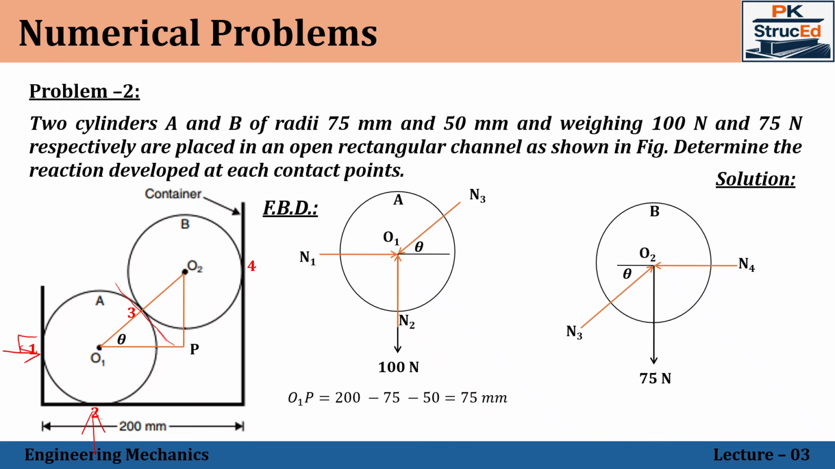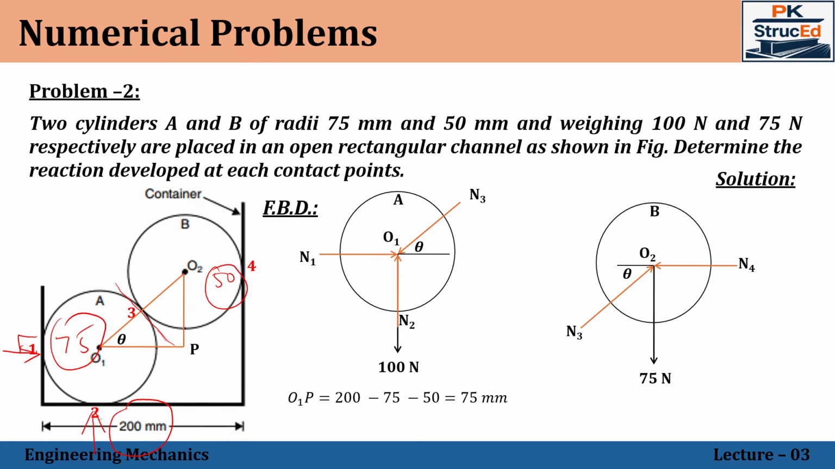Now let us go with O1P, which is equal to, we can see this is the radius of this cylinder, that is 75. And similarly, from P to this point, the radius is O2 to 4, this is 50. So the total is 200 mm. We need O1P only, so in that case it will be 200 minus 75 minus 50. You will be getting 75 mm.